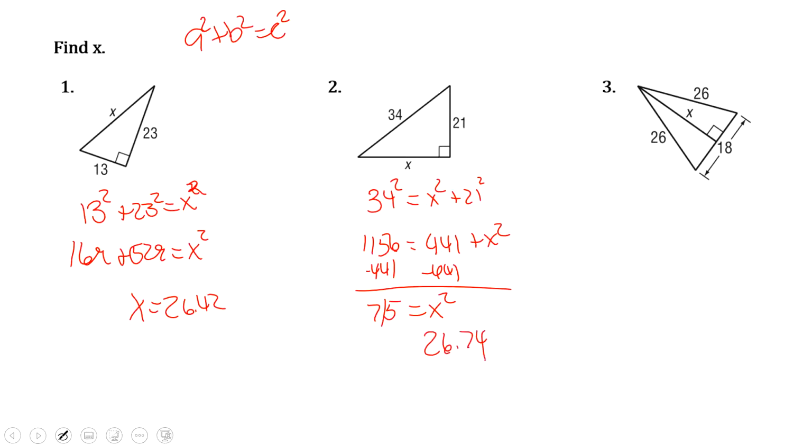And the last one, we got one side is 18, which actually is half of it, so it's 9. So 9 squared plus x squared is 26 squared. So 81 plus x squared is going to equal 676. We subtract 81 from both sides of there. I end up with x squared equals 595. Again, we'll just take a square root of that, which is 24.39.